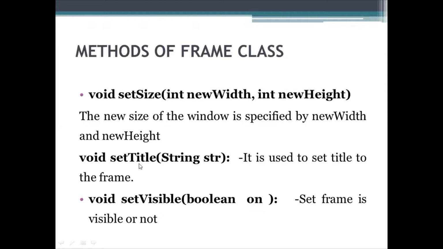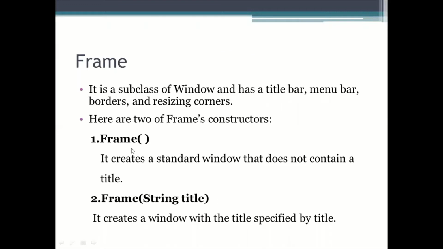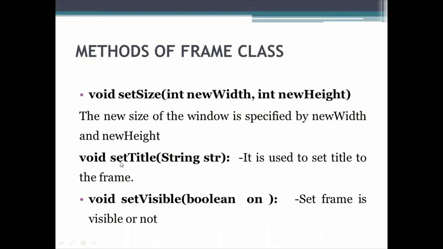Second, void setTitle, String str. As I said, the setTitle method: if you are using the first constructor, means frame without a title, and you want a title in the frame, in that case we need to use this method setTitle, String str. Means we need to write any frame title here.